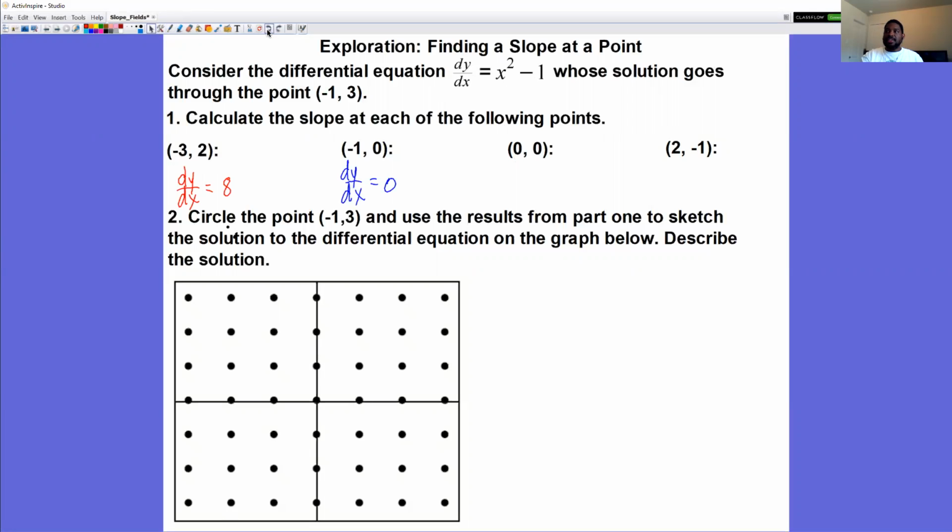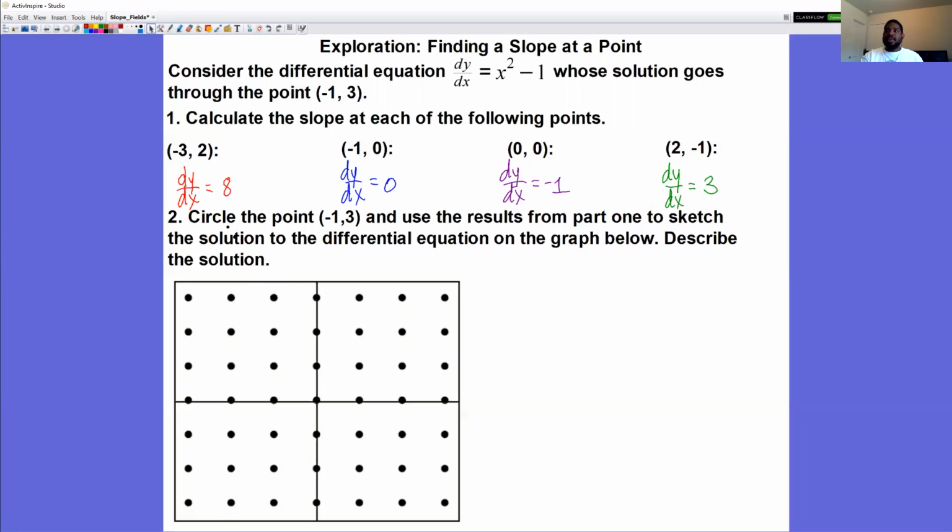The second one is 0. Again, plug in -1 into here. -1 squared is +1, minus 1 is 0. Next one is -1. And the last point is 3. So now we can go to part 2.